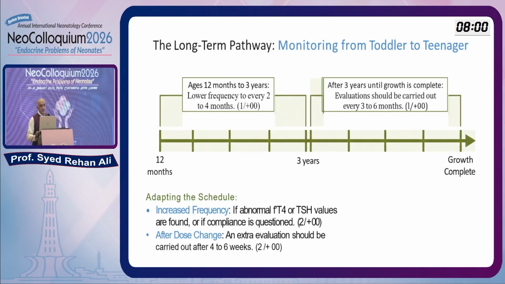Long-term pathway, further on from toddler to a teenager, again ages 12 months to 3 years, you decrease the frequency of the follow-up from 2 weeks to every 2 to 4 months, and then after 3 years, until the growth is complete, evaluation should be carried out every 3 to 6 months. There are some situations where you need to increase the frequency if you're thinking of non-compliance in these patients, or if you have changed the dose, so you can increase or decrease your follow-up after that.